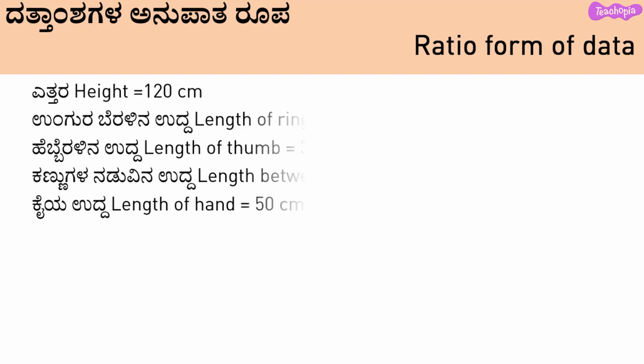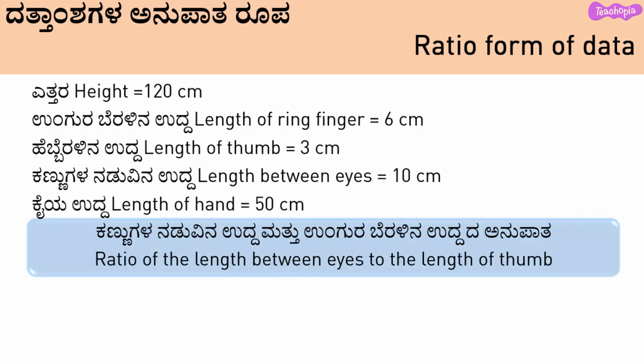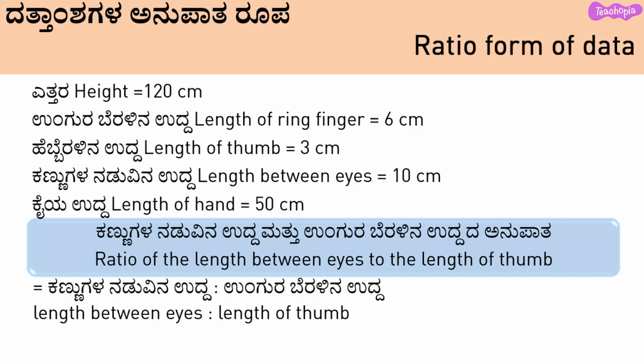Next, we will write the ratio of the length between eyes to the length of the thumb. It can be written as length between eyes is to length of the thumb. Upon substitution of the values, it becomes 10:3. Since it cannot be simplified further, it can be kept as 10:3.